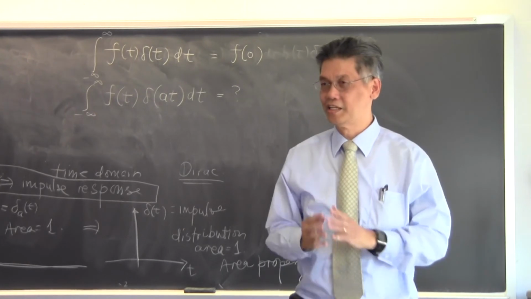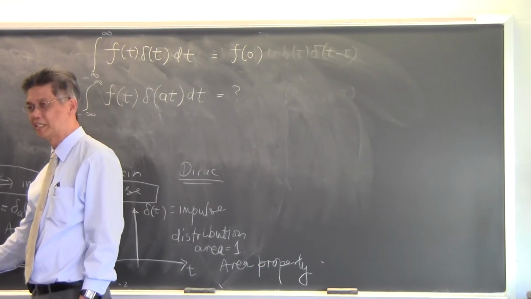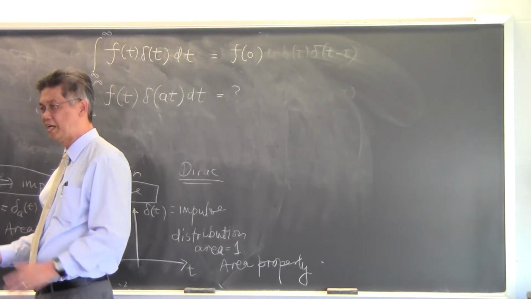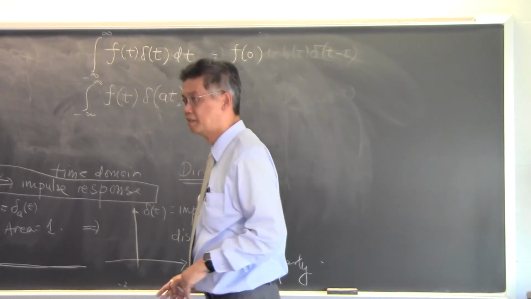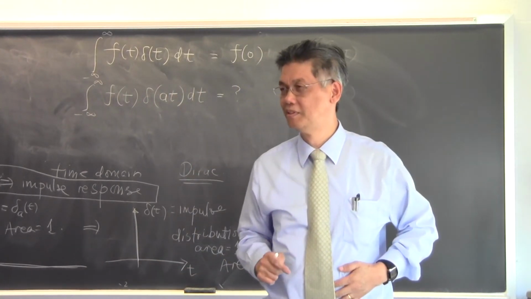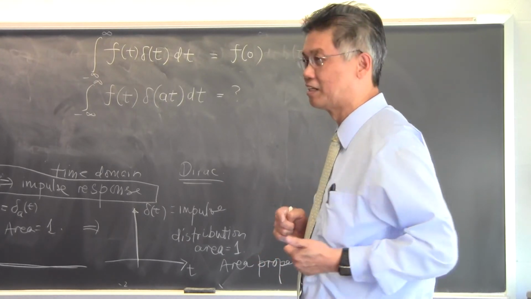Okay, the scaling property, which means that you can probably see it here before you take the limit. Okay, a just stretches the base of the delta function. What do you think it becomes? A times f of 0. Let's see if that's correct.